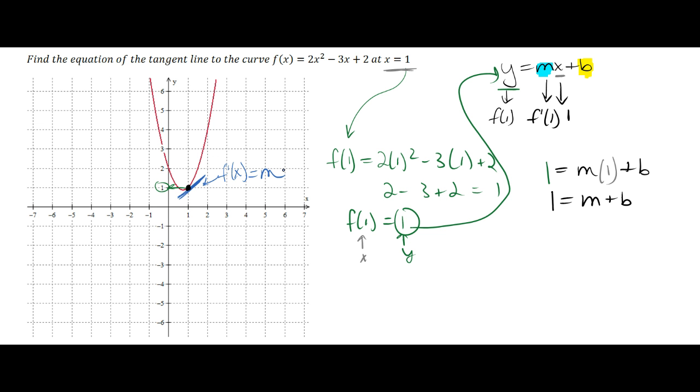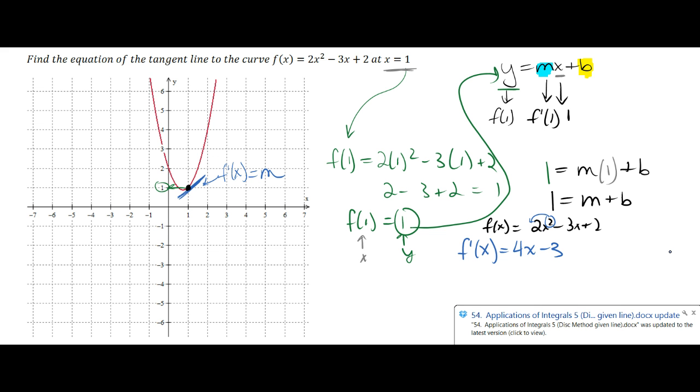So what we should do here is take the derivative of our f of x function using the power rule. So if our f of x function is 2x squared minus 3x plus 2, we'll use the power rule, bring down the power 2, and we're going to end up with 4x by reducing the power, and it'll be minus 3 because this is a power of 1.